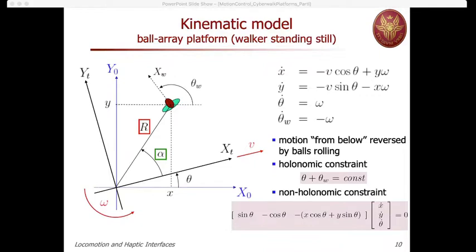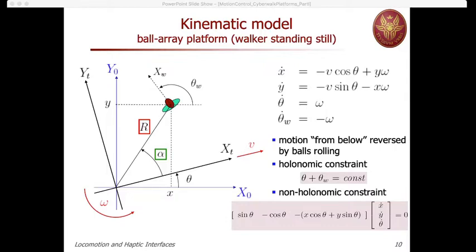So there's a holonomic constraint, directly on the coordinates that we are using for describing the situation, which means that we will not be able to control independently theta and theta w, no matter what we do with our commands v and omega.